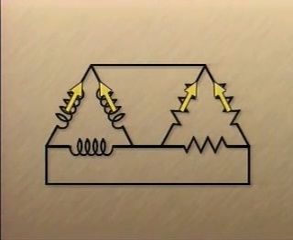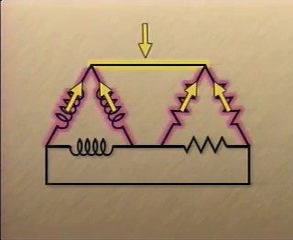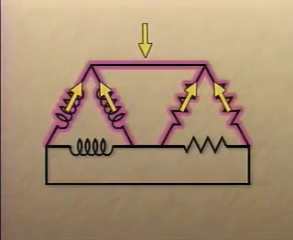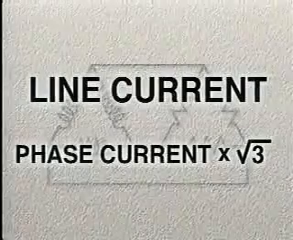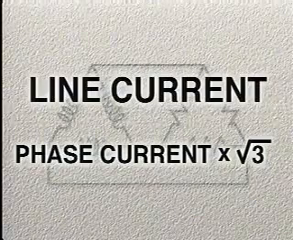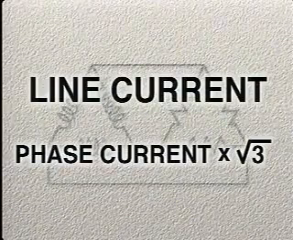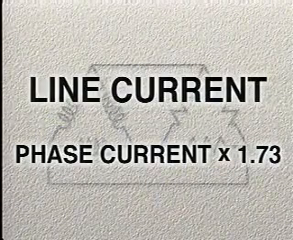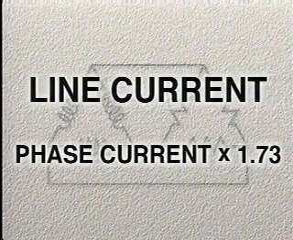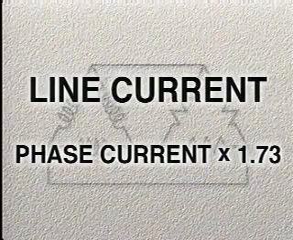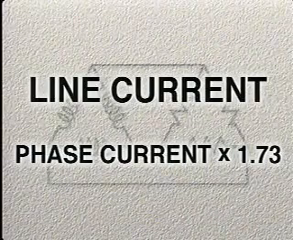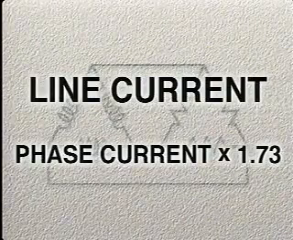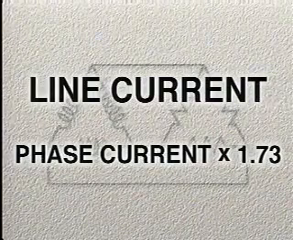However, the ends of two coils or two resistors are connected to one wire, so the current flow through the coils or resistors is not equal to the current flow through the wires. The line current is actually equal to the phase current times the square root of 3. Since the square root of 3 is 1.73, we can say that the phase current times 1.73 equals the line current. You'll need to know this when you're taking readings of current and voltage on three-phase systems that are delta connected.